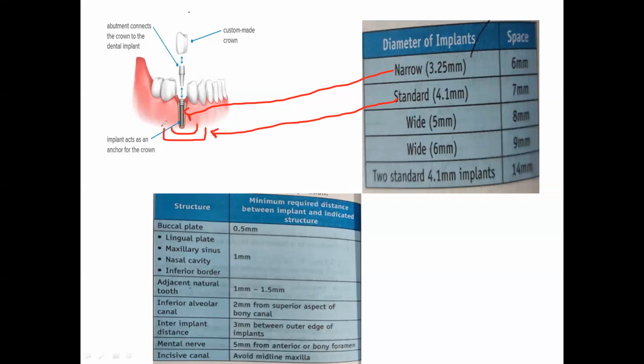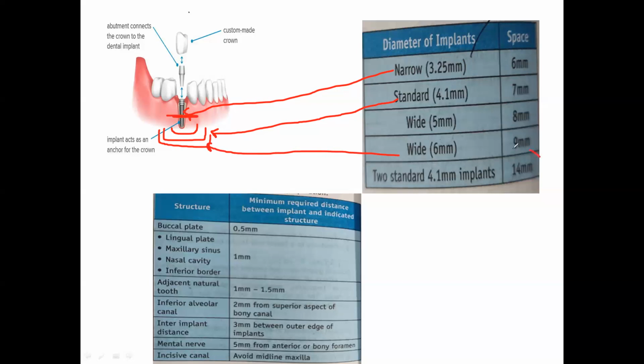But if the edentulous space is 5 millimeter wider, 8 millimeter wider, means double of 4, or as earlier we said, if the space is 6 millimeter wider, then 3.25 millimeter implant. If the space is 7 mm wider, the implant size increases. If the space is 8 mm wider, the implant size will increase more. If the space is 9 mm, then you give a 6 mm implant in width. We are talking about this width of the implant.